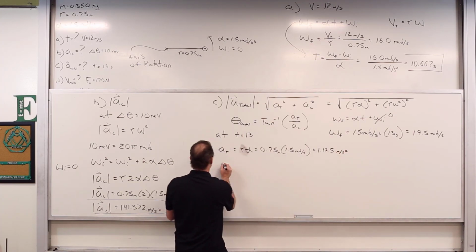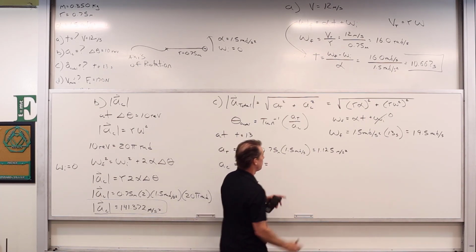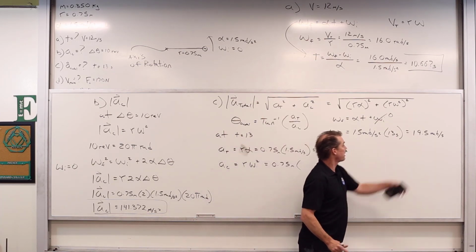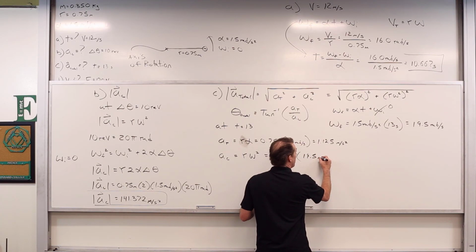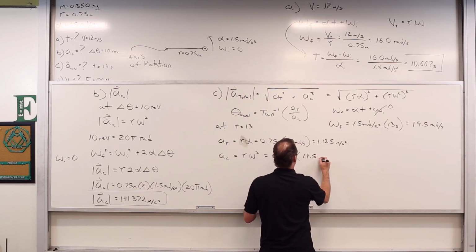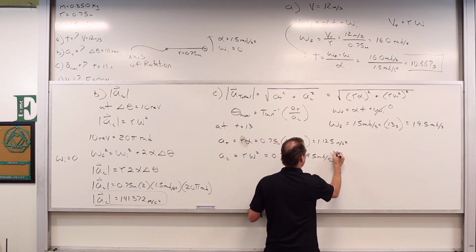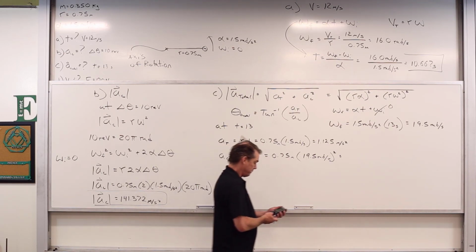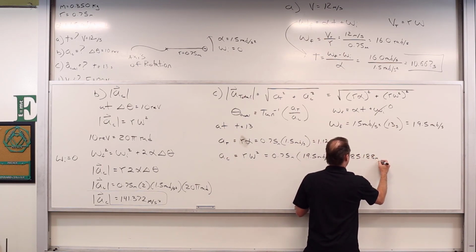Meters per second squared. And then we've got a sub c equal to r omega squared, which is 0.75 meters times omega squared. Well, this is going to be omega at t equals 13 seconds, which is 19.5 radians per second, quantity squared, which gives us 0.75 times 19.5 squared, 285.188 meters per second squared.